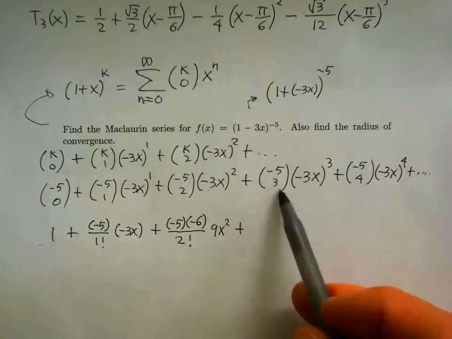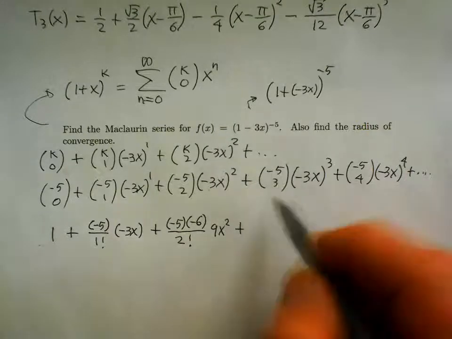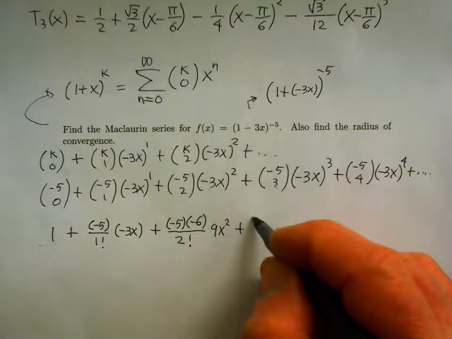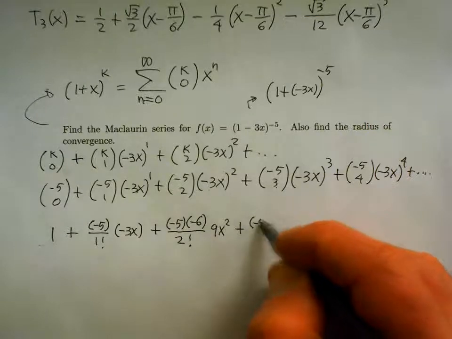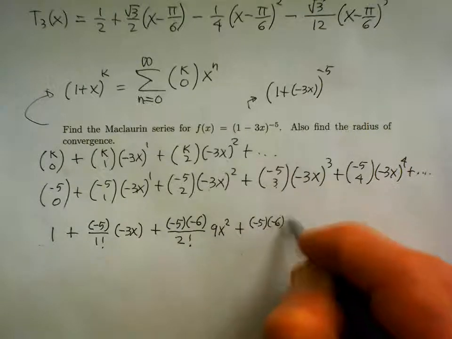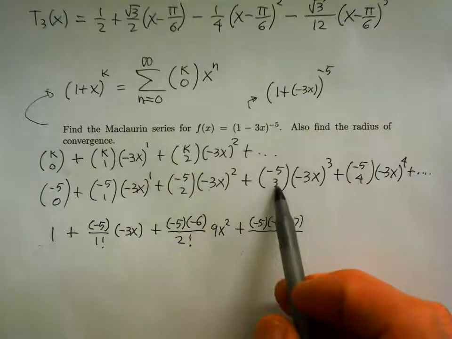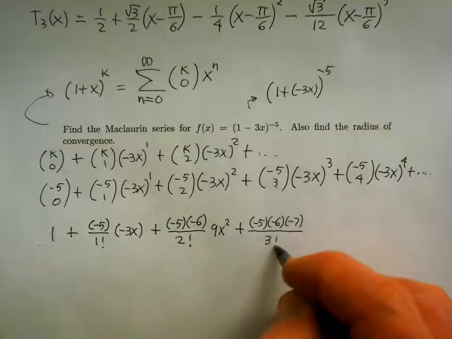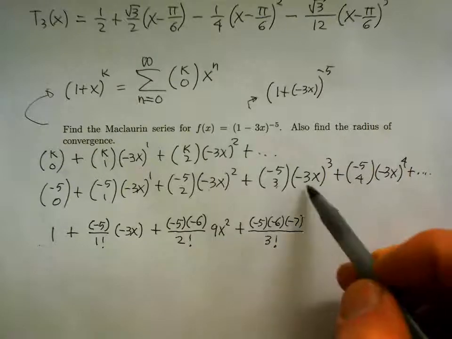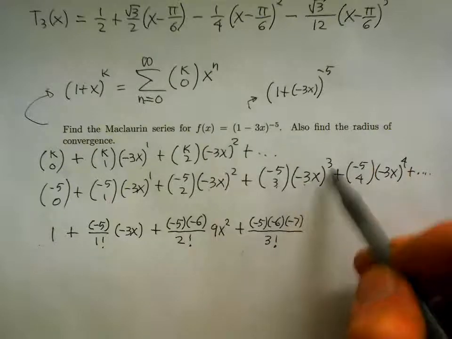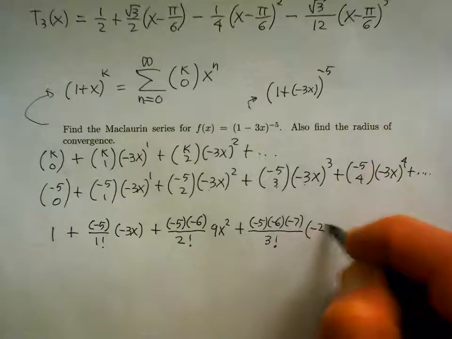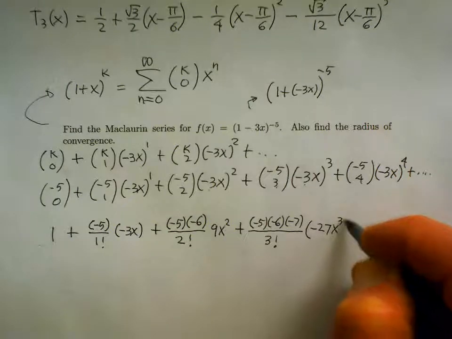Okay, then the next term, the next coefficient, negative 5 choose 3. So 3 tells us we need 3 factors, negative 5, negative 6 times negative 7. And we divide by 3 factorial. And the term negative 3x to the third is negative 27x to the third.